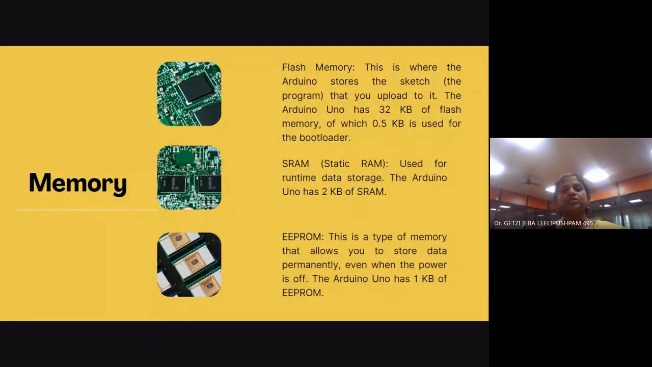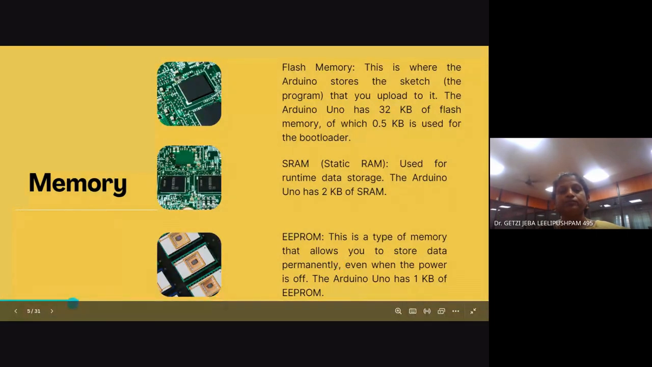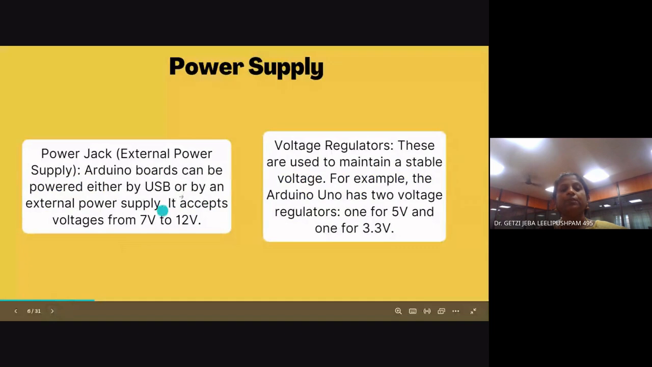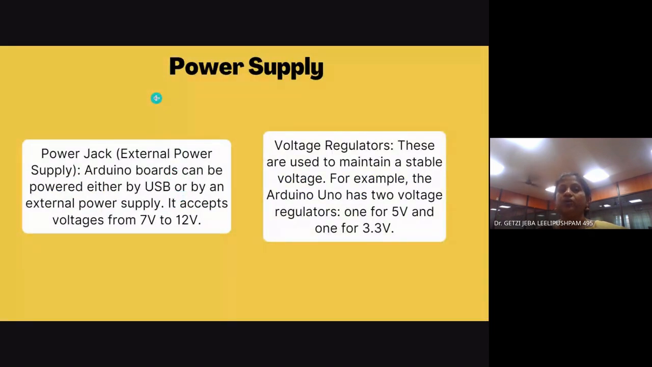And the next one is the power supply. Usually we power the Arduino using the USB port, as it serves a double purpose: it helps us to upload the sketch as well as power the Arduino Uno. It can be powered either by USB or by a power supply adapter. A normal adapter will do well for powering up the Arduino.